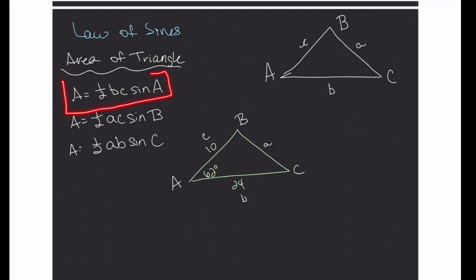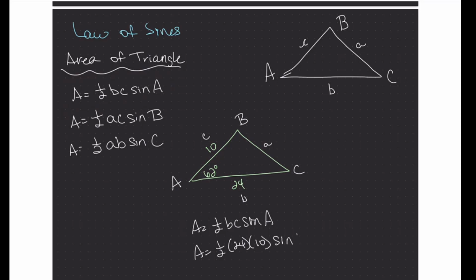So out of those 3 formulas, which one are we using? 1/2 BC sine of A. Yep, we're using that first one. So we're just going to fill that in. We got area equals 1/2 BC sine of A, so 1/2 times B is 24, C is 10, times the sine of 62. Making sure our calculators are in degree mode, we're going to plug and chug. And we end up getting the area is 106.